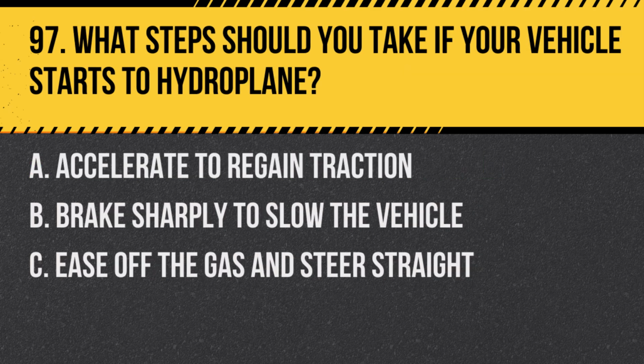Question 97. What steps should you take if your vehicle starts to hydroplane? A. Accelerate to regain traction. B. Brake sharply to slow the vehicle. C. Ease off the gas and steer straight. Answer C. Ease off the gas and steer straight. This helps regain control without sudden movements.